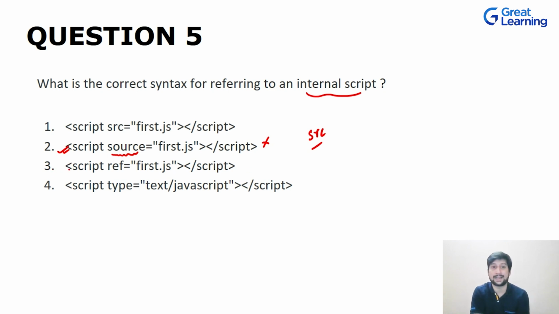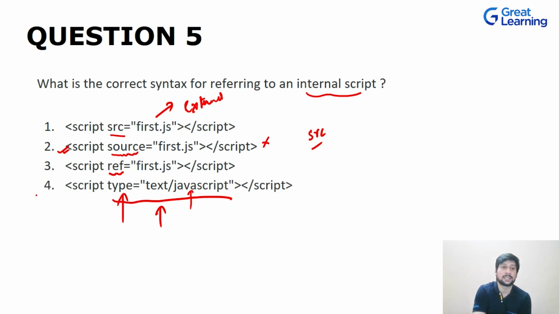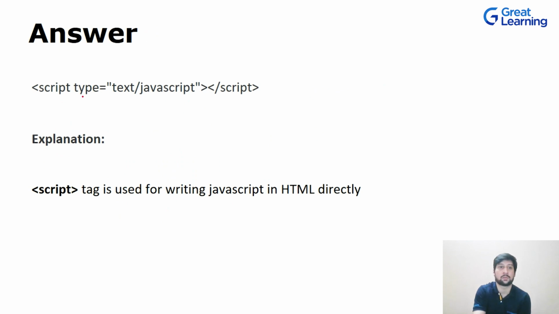Now here we are referring to something, but it is written as ref, right? Over here, there is a source written, which means we are referring to some external JavaScript file. If you talk about this attribute type over here, it is nothing but the type of JavaScript file. So the text is written in the form of JavaScript. So this is the correct option. Option number 4 is your correct answer. You can directly use the script tag in your HTML file, and this is what is known as internal JavaScript.